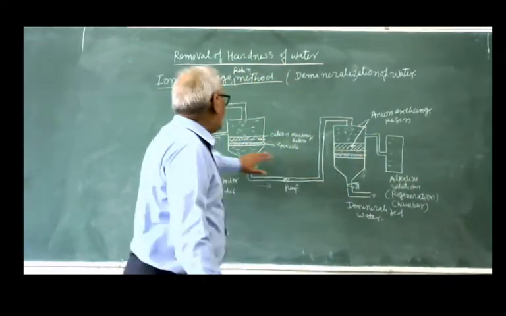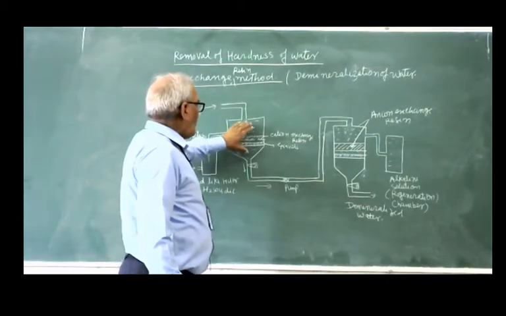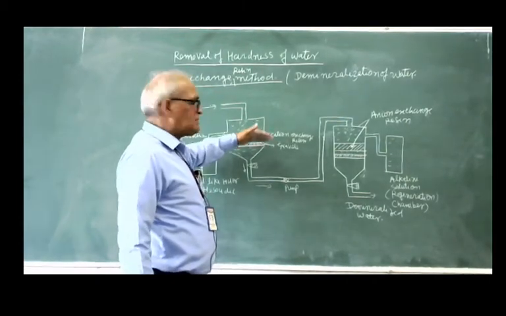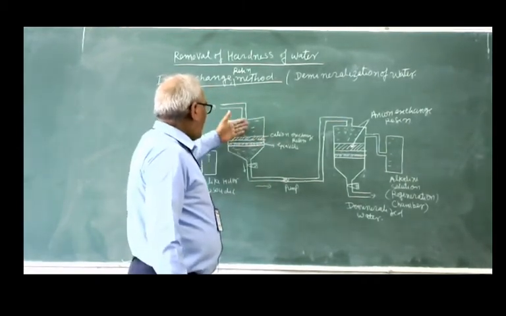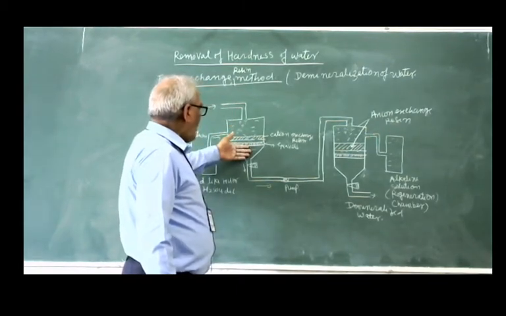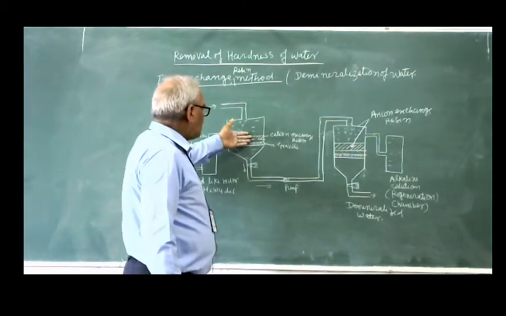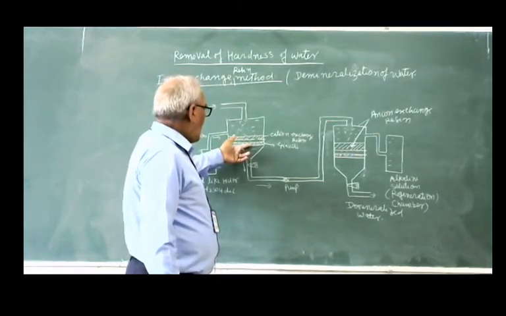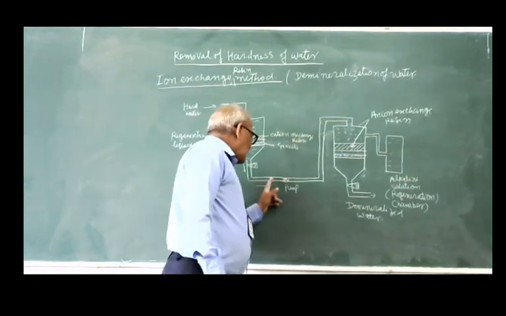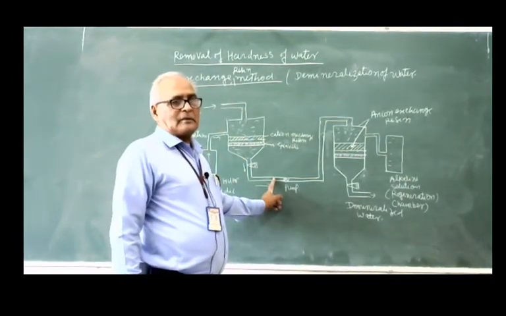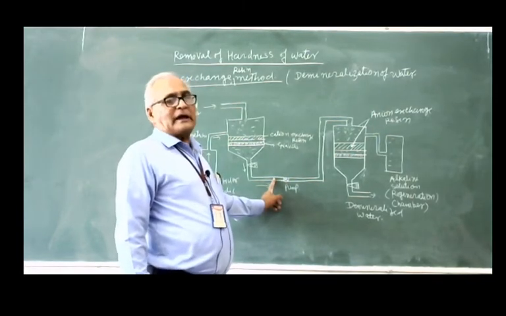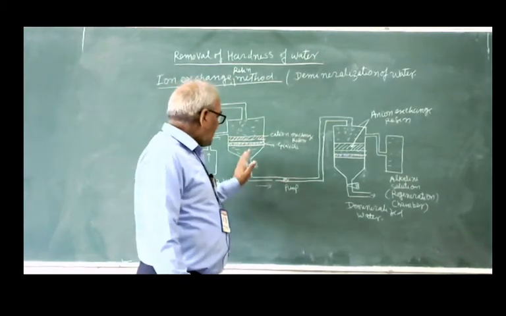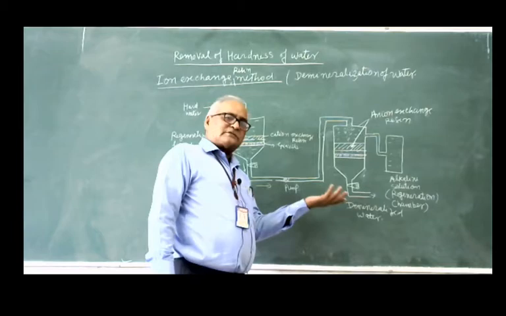So similarly here, when we pass hard water over the cation exchange resin, all cations like calcium and magnesium ions are removed, and water percolates through the resin, fine sand powder, and the gravels. Now this water contains negative ions like chloride ion, sulfate ion, bicarbonate ion. All these ions are present because they are not removed, only cations are removed.